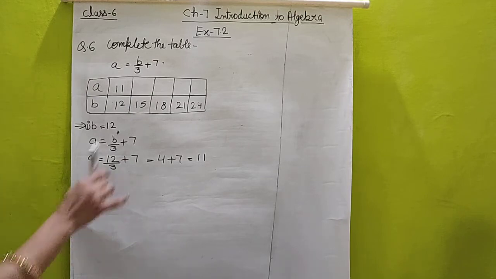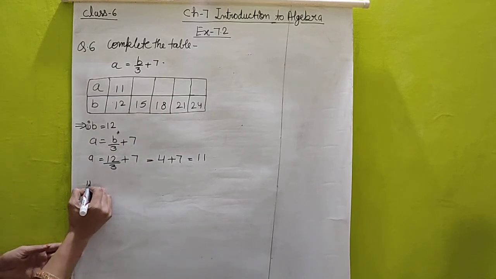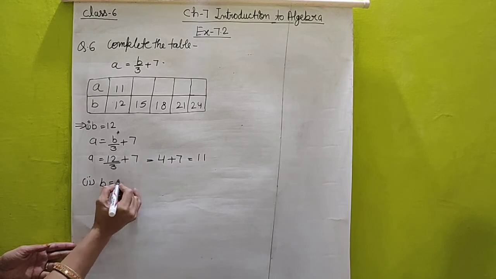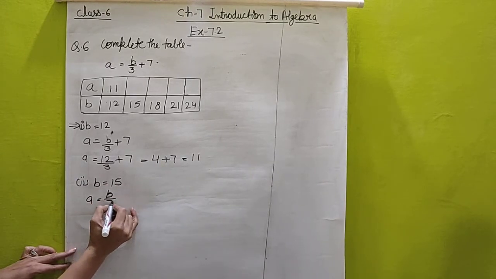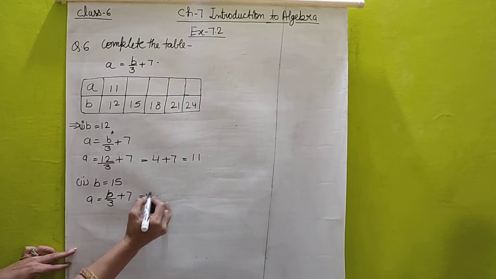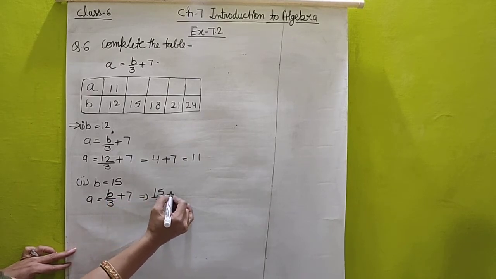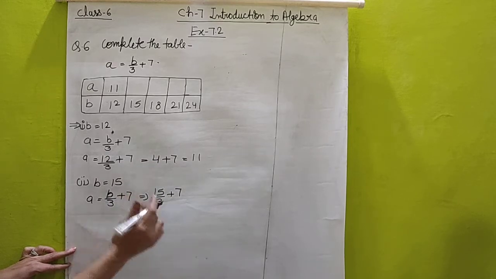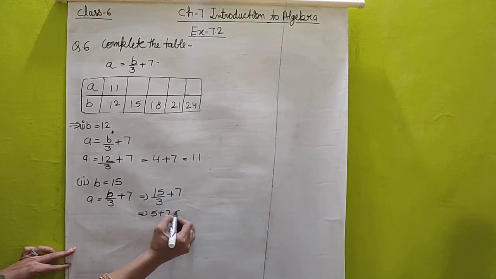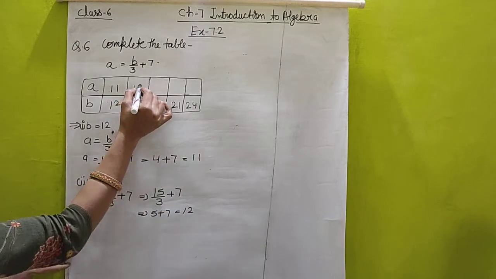Next one, the value of b is 15. In the second part, b is given 15. Again a is equal to b upon 3 plus 7. It means 15 upon 3 plus 7. Again students, 3 ones are 3, 3 fives are 15. 5 plus 7, 12 will come.